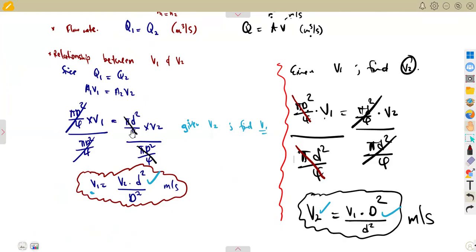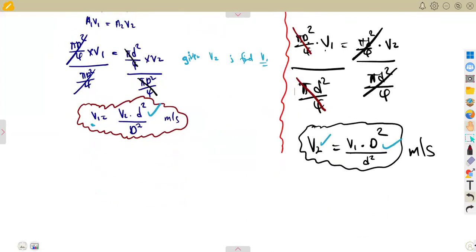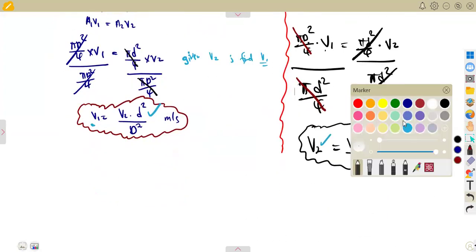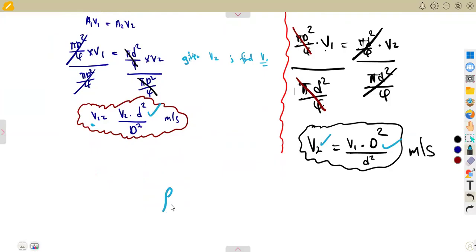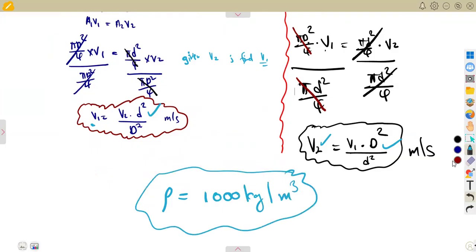All right, so that is what I think you need. And also the density, when dealing with water, because sometimes they might not give you the density. It follows that the density for water is 1,000 kilograms per cubic meter. So this is the density of water. That is what you're going to need.